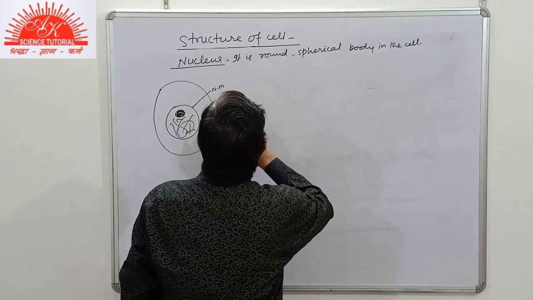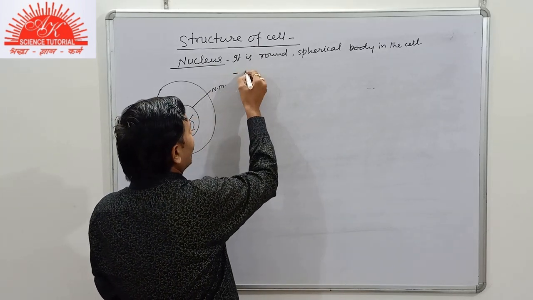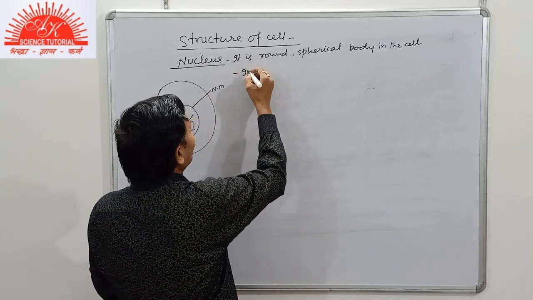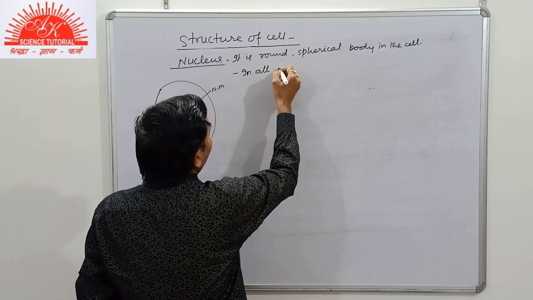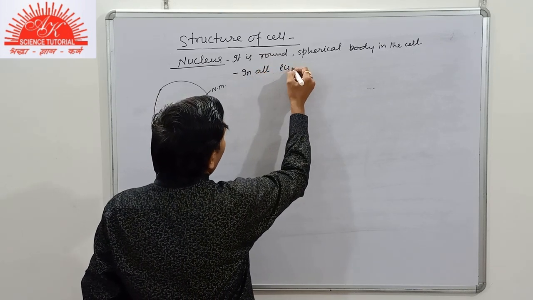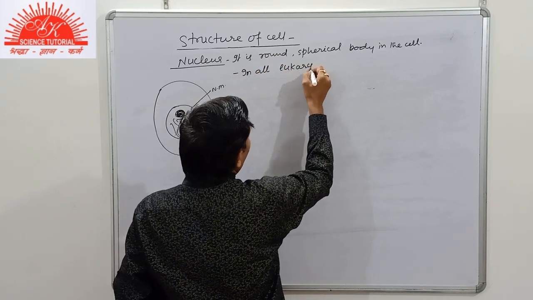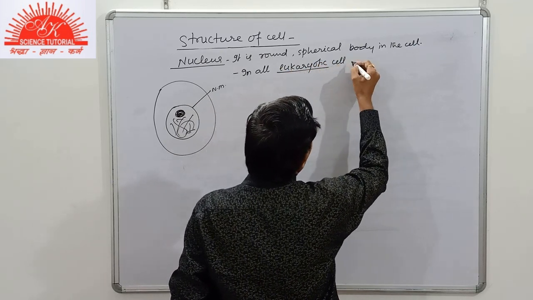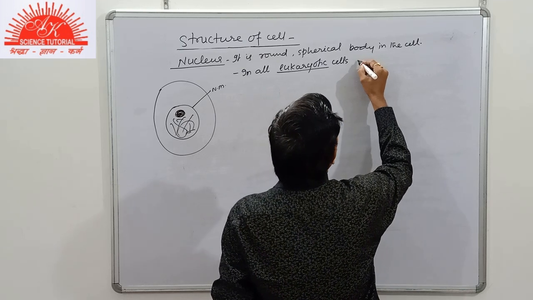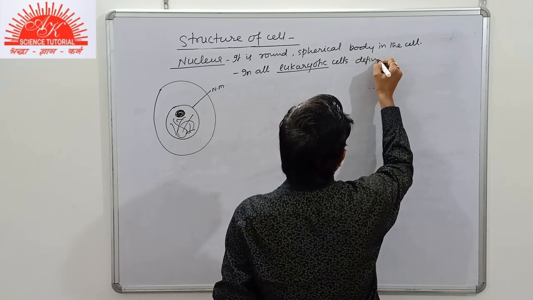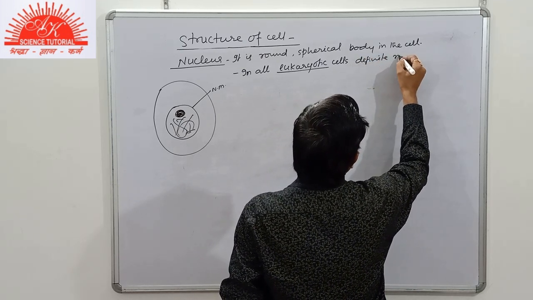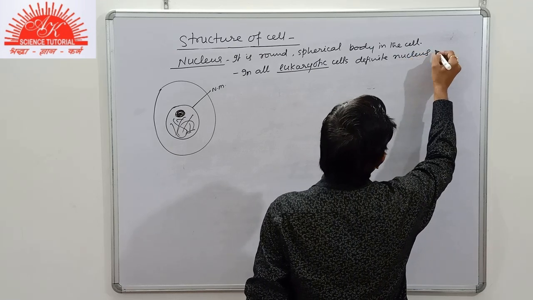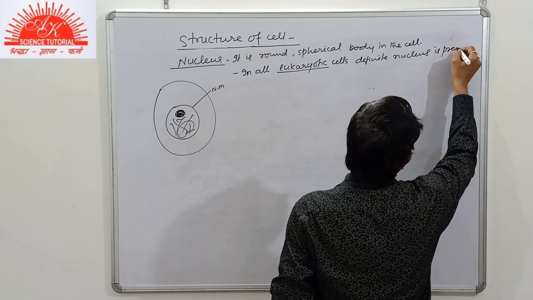So in all eukaryotic cells, that is the advanced cells, a definite nucleus is present.